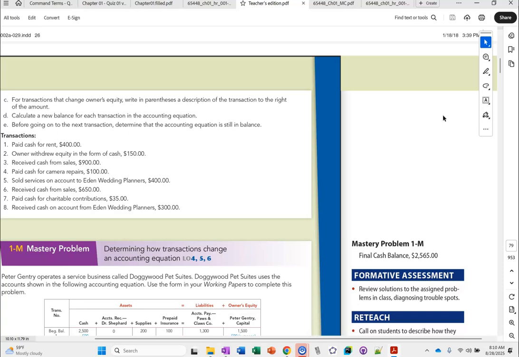Transaction one is done as an example. Makes more sense now, right?